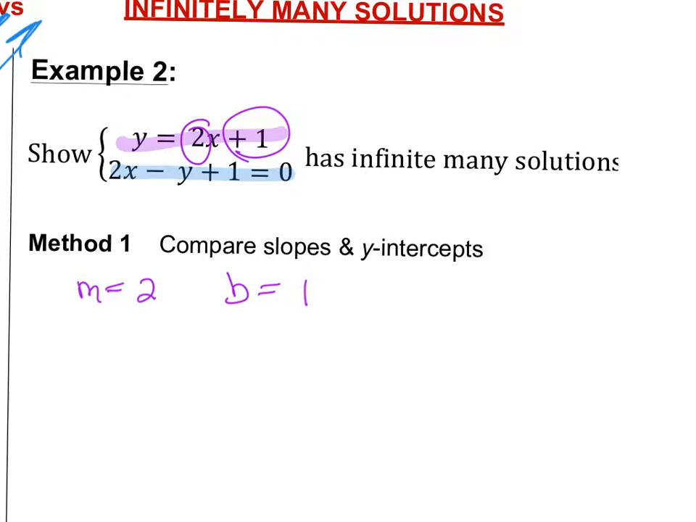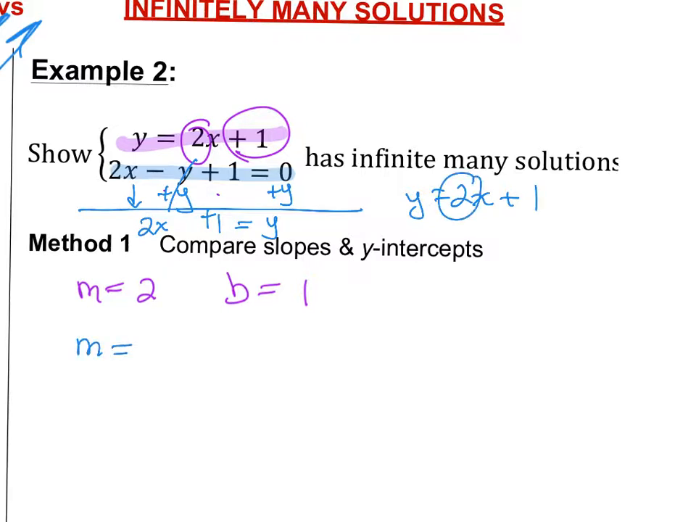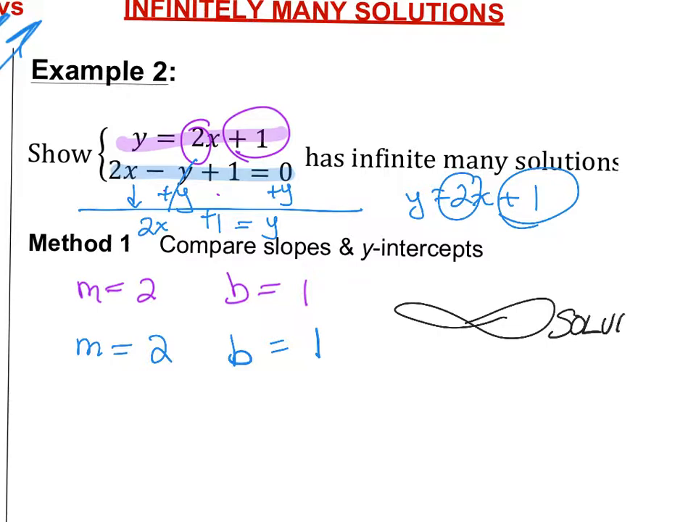In order to find the slope-intercept form of the blue one, I would put it in slope-intercept form, which means it would probably be easiest to add y to both sides. And then you would get 2x plus 1 is equal to y. And when you look at it as y equals mx plus b, you could tell that the slope is also 2, and the y-intercept is also 1. That means it's exactly the same line. Therefore, it is what we call infinitely many solutions.